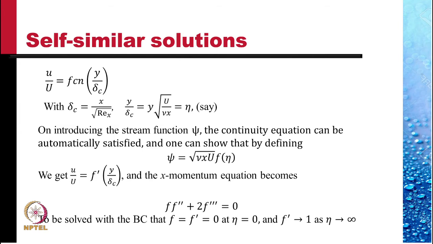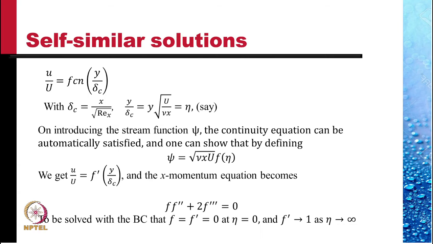To be solved with the boundary condition that f is equal to 0, this is because the surface itself is a streamline, f is equal to 0 at eta is equal to 0, and f prime is 0 at eta is equal to 0. F prime is like u, the horizontal component of velocity, which should be 0, no slip condition. The no slip condition, and the fact that the surface of the flat plate is impermeable, gives you f is equal to f prime is equal to 0 at eta is equal to 0.